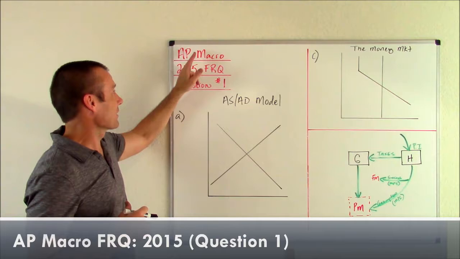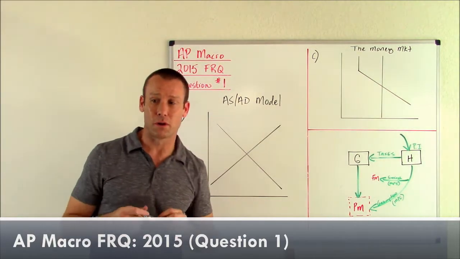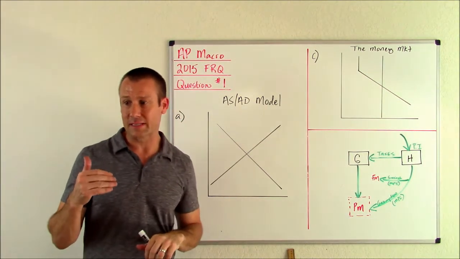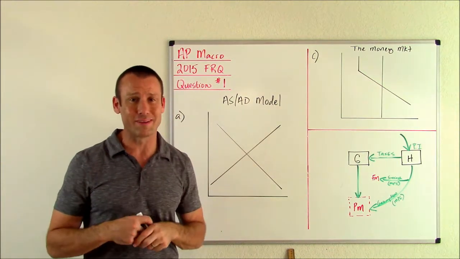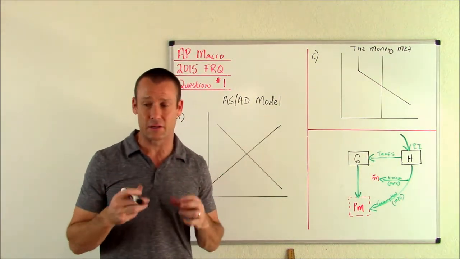Hey everybody, this is AP Macro 2015 FRQ question number 1. Let's get to it. It says, assume that the United States economy is operating below full employment. That means we've got a recession, we've got a recessionary gap.